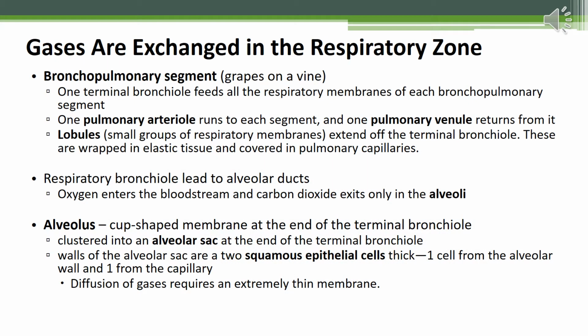So now we're at the respiratory zone, where gases are actually exchanged. And within the respiratory zone, there are bronchopulmonary segments, which resemble grapes on a vine. And these originate from a terminal bronchiole, which feeds all the respiratory membranes of each bronchopulmonary segment. One pulmonary arteriole runs to each segment, and one pulmonary venule returns from it.